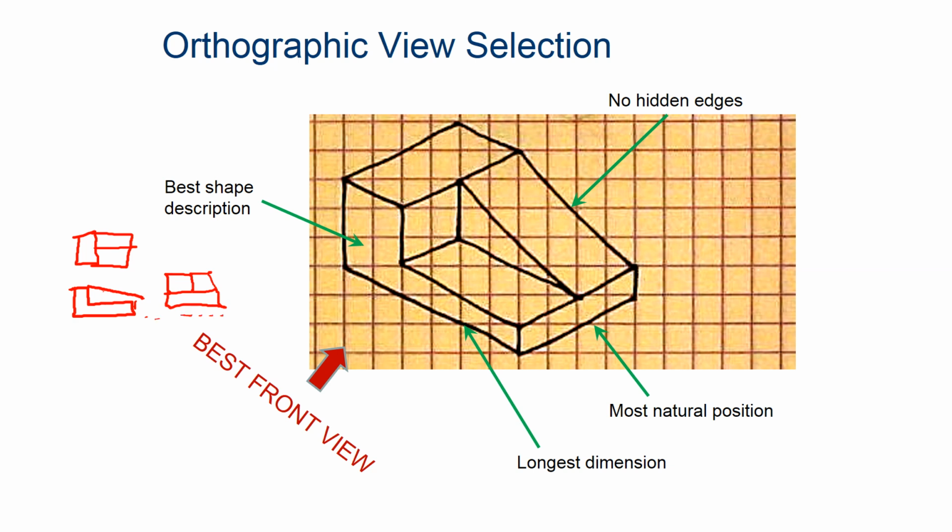If you look at that, the top view looks like a box. The side view also looks like a box, and then this one being the front view, we can see that it makes the most sense as the front view because it tells us the most about the object. Coincidentally, it doesn't have any hidden lines, and it has the longest dimension as well.